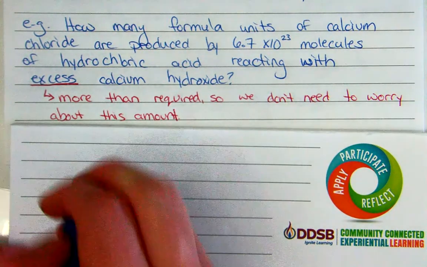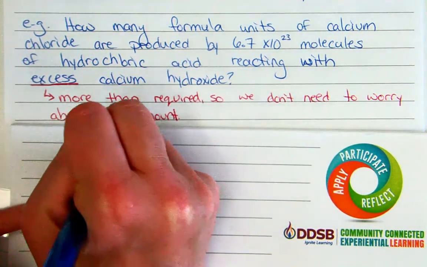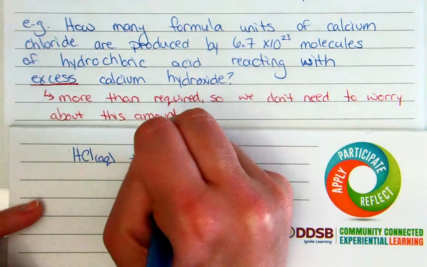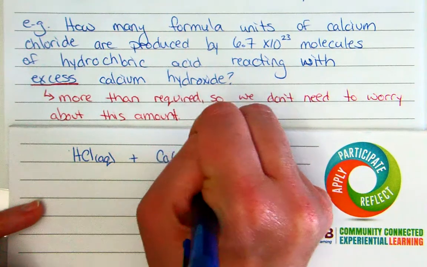Here's the reaction you should have come up with. We've got hydrochloric acid. It's an acid, so it's aqueous. It's reacting with calcium hydroxide. That's solid.